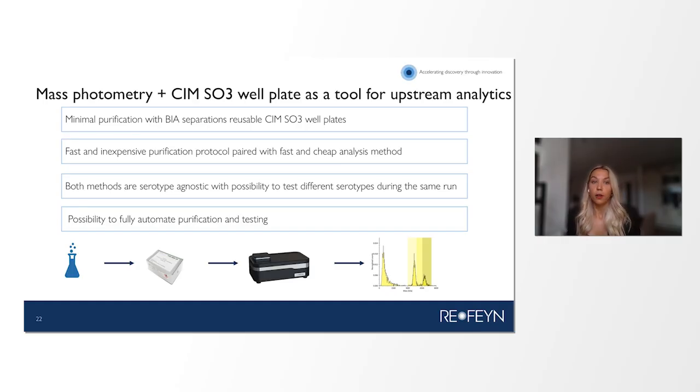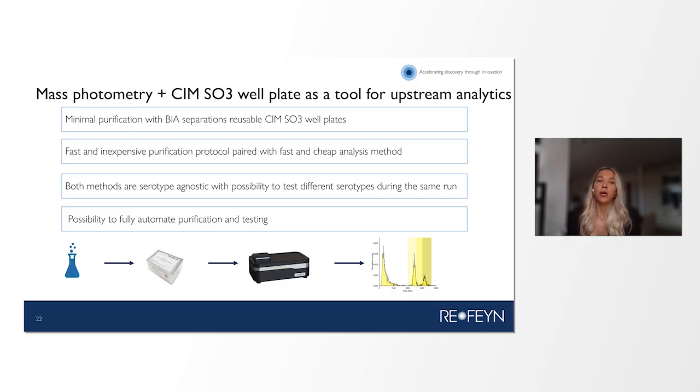So now consider the price. Mass photometry is an inexpensive method, and when that is paired with a reusable, fast, and inexpensive method for minimal purification, that could provide you with valuable, if not crucial, insights into your process.